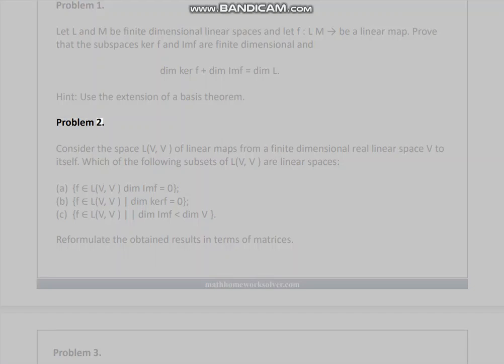Problem 2. Consider the space L(V) of linear maps from a finite-dimensional real linear space V to itself. Which of the following subsets of L(V) are linear spaces? A. F in L(V), dim Im F equals 0. B. F in L(V), dim Ker F equals 0. C. F in L(V), dim Im F equals dim V. Reformulate the obtained results in terms of matrices.